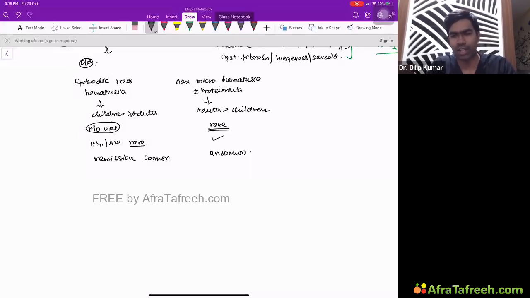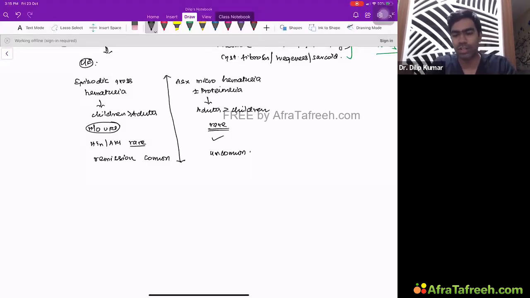But even though there is substantial overlap between these two, it should not be taken very strictly. Adults also can present with episodic hematuria. Children also can come with microscopic hematuria, even though it is rare. Nevertheless, these are two classic presentations with substantial overlap between them. That is something you need to know.